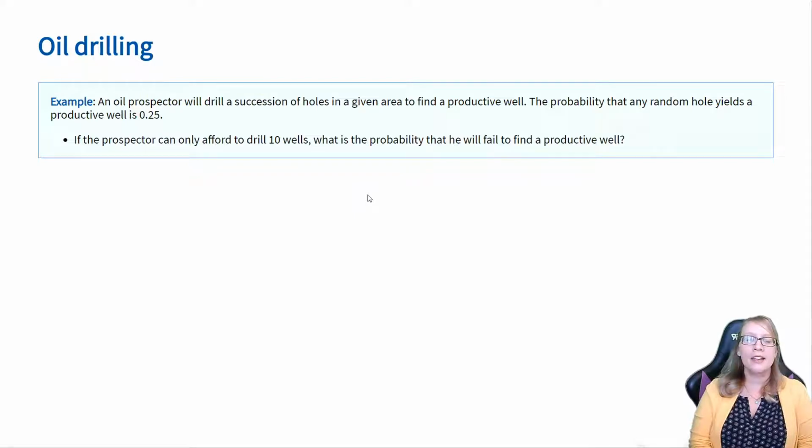Take a look at another situation. If the prospector can only afford to drill 10 wells, what is the probability that he or she will fail to find a productive well? Here, a few things have changed. The probability of success is still constant, still 25%. However, we now have a fixed number of trials. We're going to drill the 10 holes.